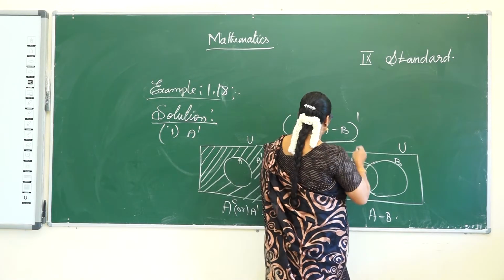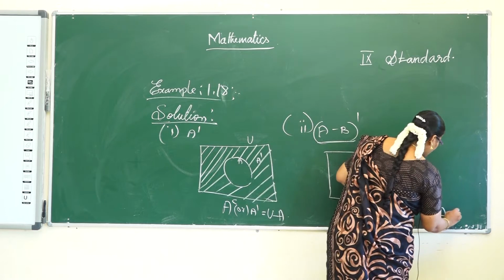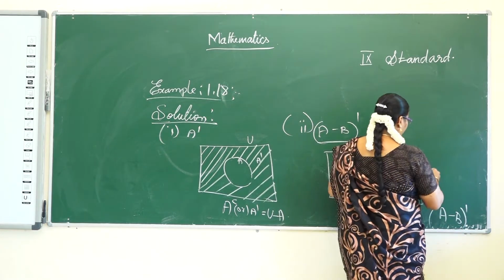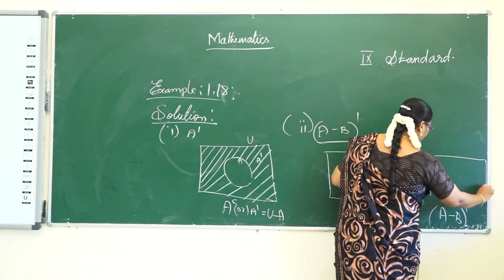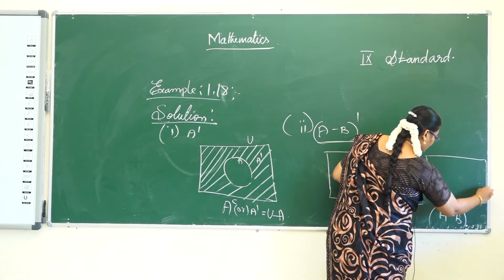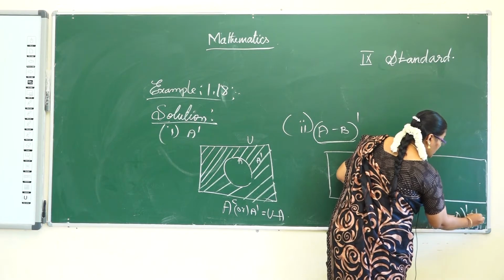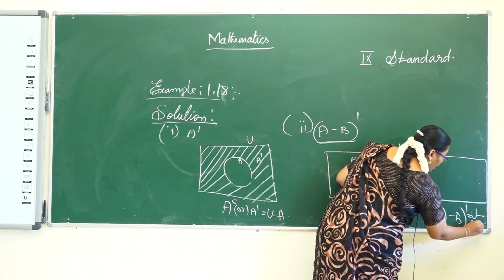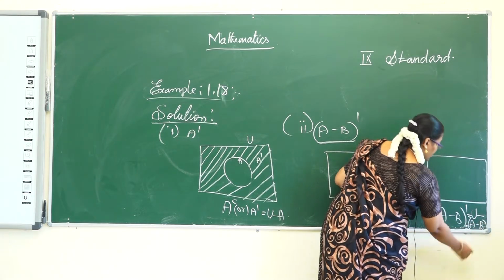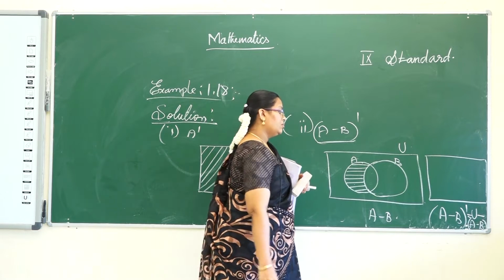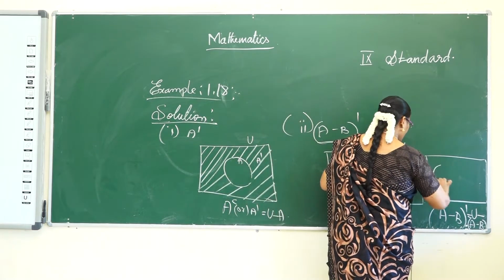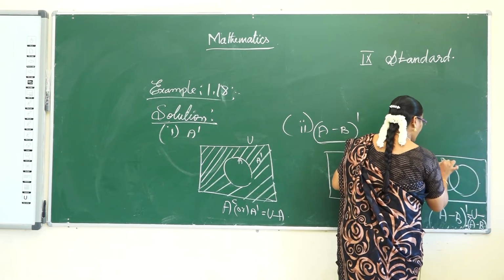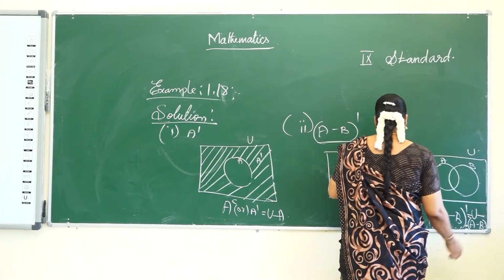Okay, here we need A minus B, the whole complement. So it can be written as the universal set difference of A difference B. So here also draw the two sets A, B, and the universal set.